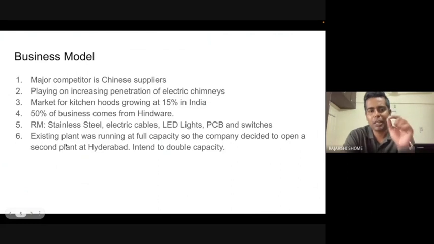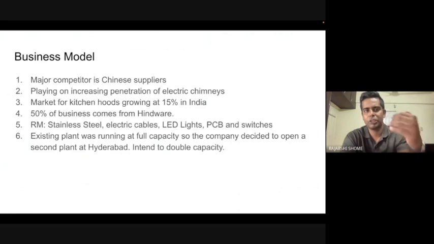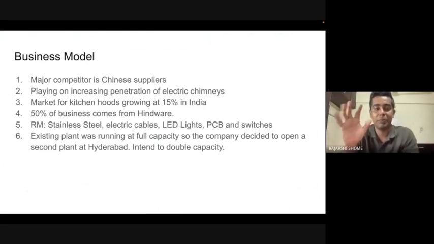Existing plant. Now this is the thing, right? I want my company where the existing plants are running at full capacity, and they are in the process of, let's say for example, opening a new plant. That means your CAPEX is demand driven, right? If your CAPEX is demand driven, that means your company is doing a lot of good business. There is a lot of demand out there. So the plant is running at full capacity, and the company decided to open a second plant at Hyderabad. So the intent is to double capacity.